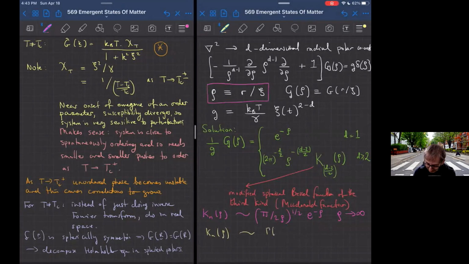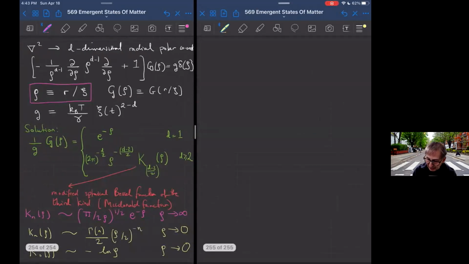So it looks like the gamma function, always gamma of n over 2, times rho over 2 to the minus n as rho goes to 0. So near the origin, at small values of the argument, it decays as a power law. And if n is equal to 0, so we're looking at K0 of rho, which is what happens in 2 dimensions, then the behavior is actually logarithmic rather than power law. So what that means is that the behavior of the correlation functions looks something like this in general.